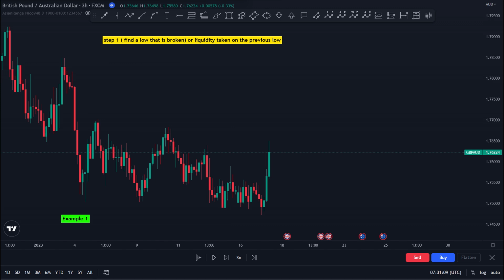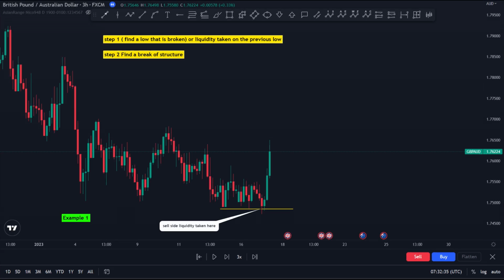The first step that you need to do if you want to find a buy setup is to find a low that was manipulated. So let's do so. Now we can see that the sell side liquidity was taken here. Now that we have the sellers in the market, we have to keep them in their losing trades.